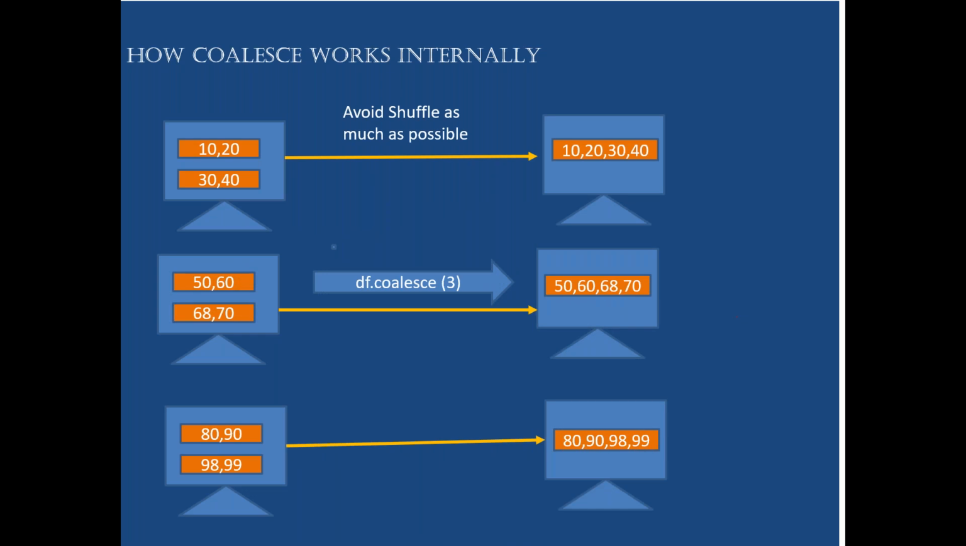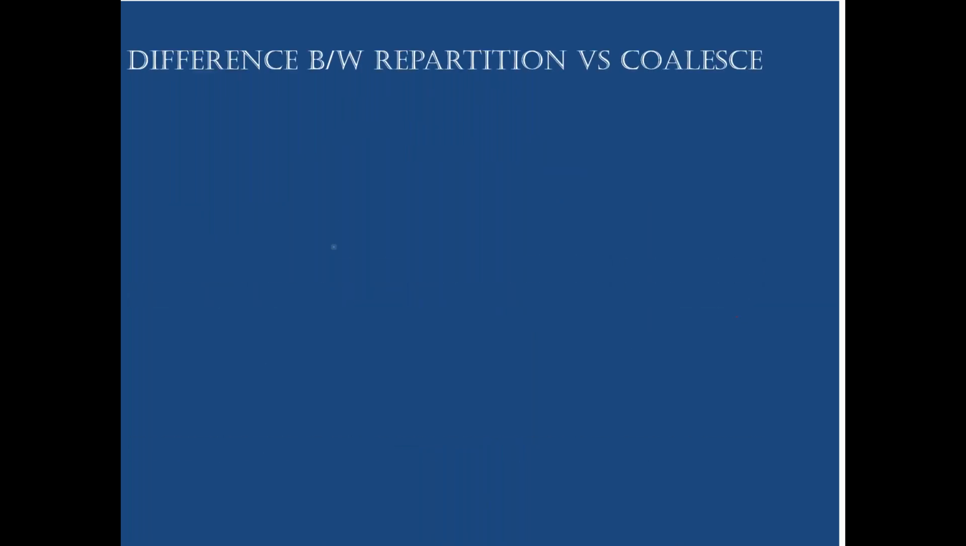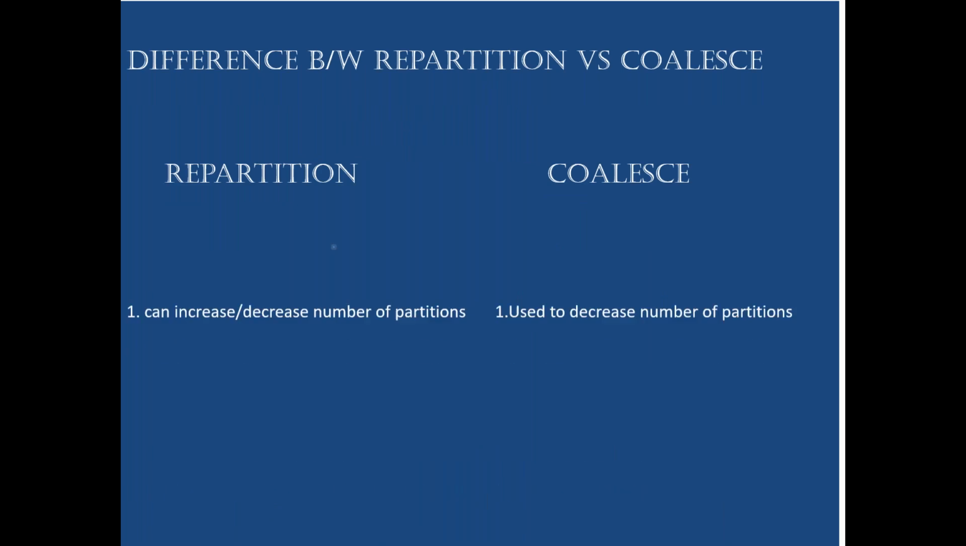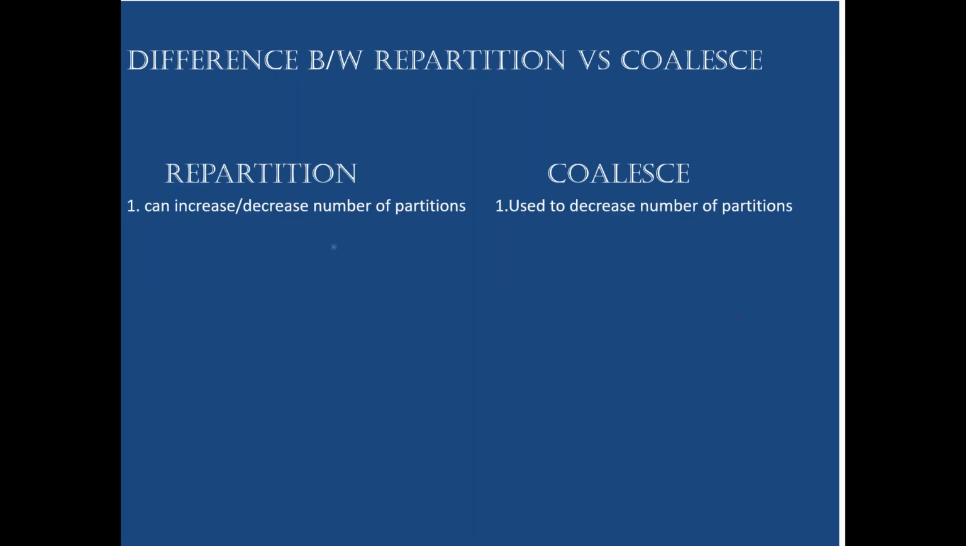Any doubts? Fine, let's move on. Difference between repartition and Coalesce. First, repartition can be used for increasing or decreasing the number of partitions, whereas Coalesce is used only to decrease the number of partitions. This is a very important interview question as well. Second, if you do not worry about the amount of shuffle, how much data is shuffling, then you need to go for repartition.